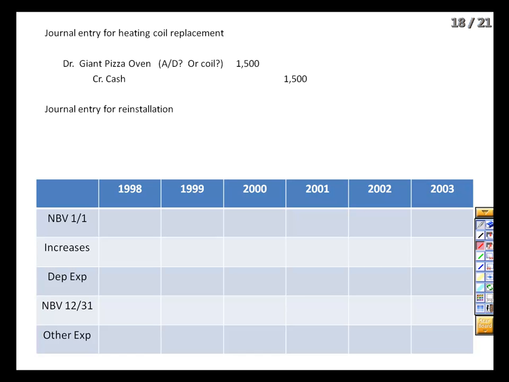Now, what do we debit specifically? Well, depending on the book you're reading, you've got a couple of choices. First, we could debit the giant pizza oven. That would be my preference. Some books suggest instead that you should debit accumulated depreciation. I don't particularly like that, but the net balance sheet effect is the same. We're just changing the account that the money goes into.